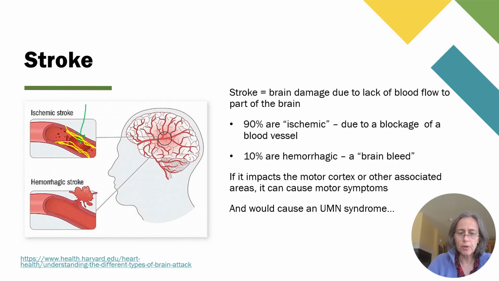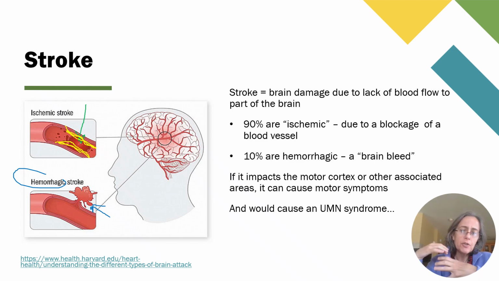The other type of stroke that can occur, as you see here, is a hemorrhagic stroke where a blood vessel bursts. These are less common, but if blood comes out into the brain tissue, that's not good. It needs to stay in blood vessels. It's very toxic to the cells if it's not in blood vessels. And then, of course, if blood is leaking out this way, it's not going where it's supposed to.